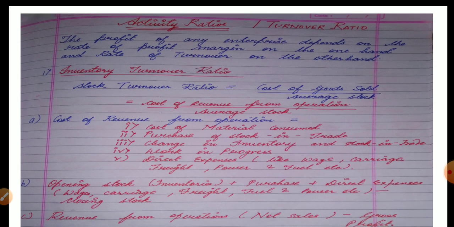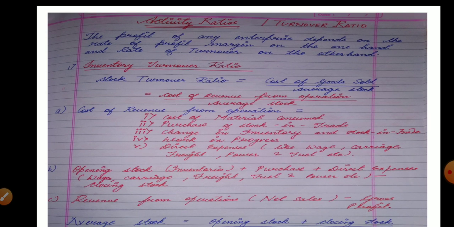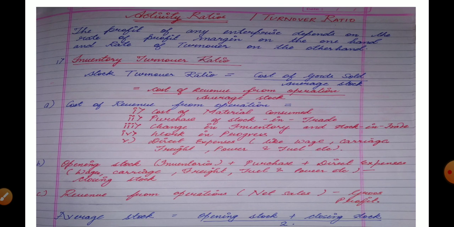Here another formula is opening stock of inventory plus purchase plus direct expenses less closing stock, as you prepared in class 11th. Also you can use this formula, that is revenue from operation, that is net sales, less gross profit. Now how do you calculate average stock? Average stock is equal to opening stock plus closing stock divided by 2, as you calculate the mean. So this is the formula of inventory turnover ratio.